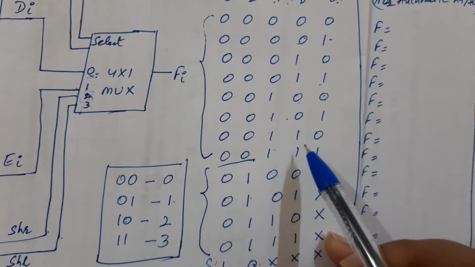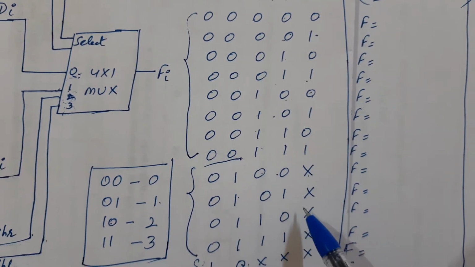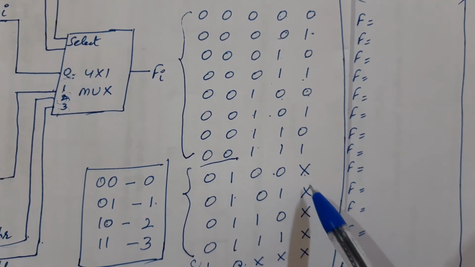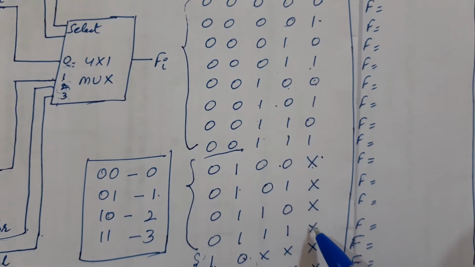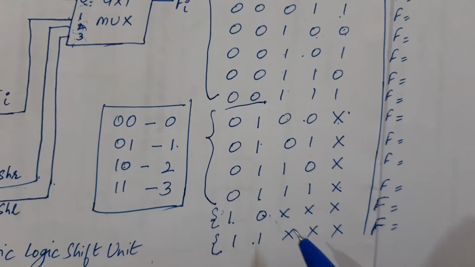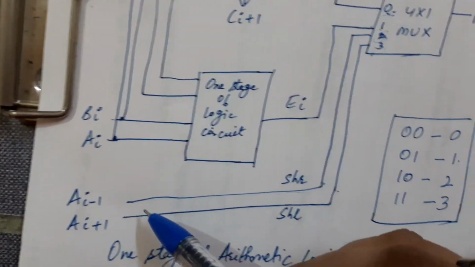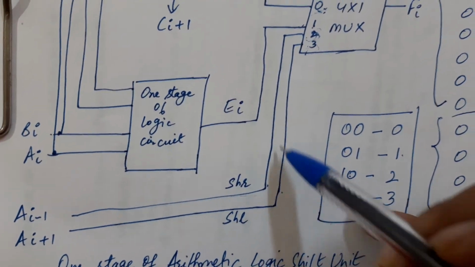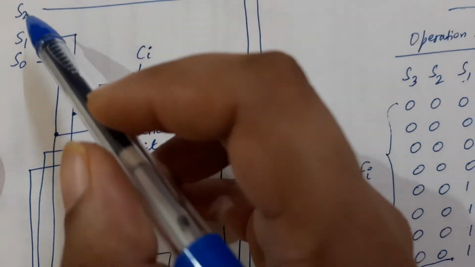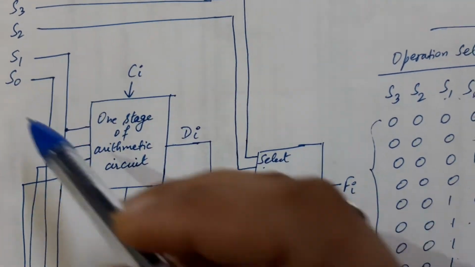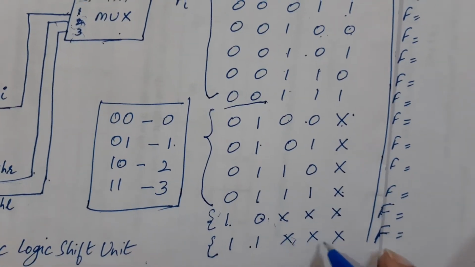Then here is 1. Here the selection lines are 0, 0, and the carry input is don't care because in the logic circuit we do not need any carry. We do not need a carry in order to perform a logic micro operation, so we have crossed it. Then here we also crossed the S1, S0 selection lines and the carry, because here it is going directly to the multiplexer and it is only dealing with the selection lines S2 and S3. S1 and S0 are not involved in the shift circuit. So that's why here we have marked it cross.